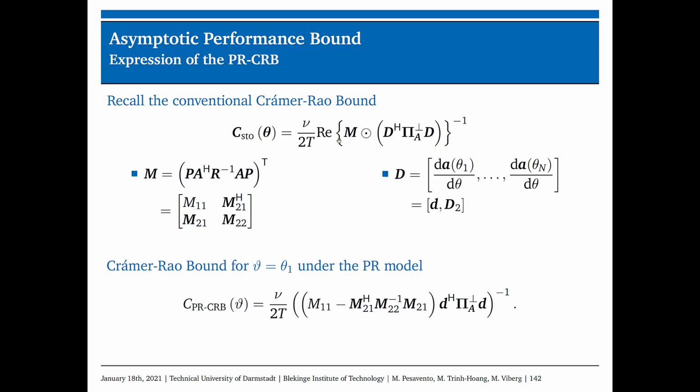The main difference is that the PR Kramer-Rao bound is a scalar quantity that only refers to one particular source DOA, that is the source of interest. The closed form expression of the PR Kramer-Rao bound given over here allows us to provide an analytic comparison between the stochastic Kramer-Rao bound with a conventional stochastic Kramer-Rao bound, and this allows us to draw some interesting conclusions regarding the asymptotic estimation performance of some known DOA estimators in the literature.